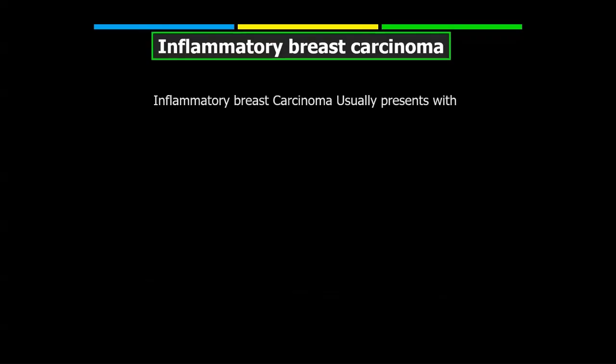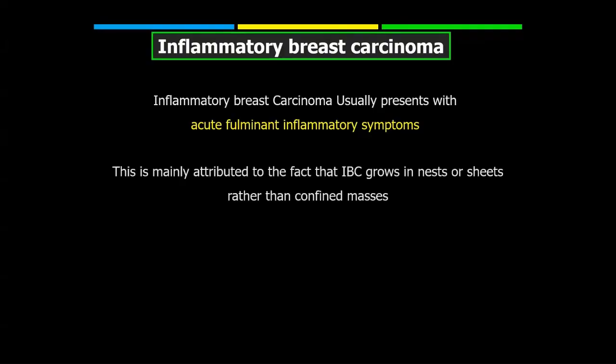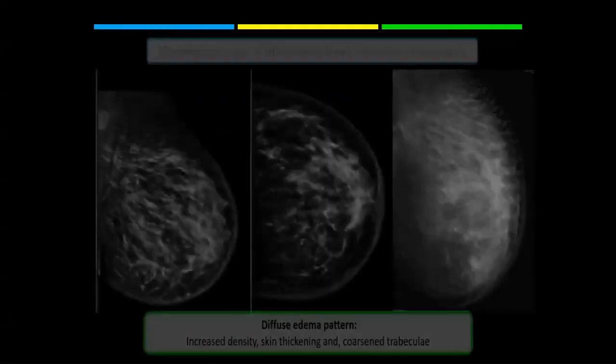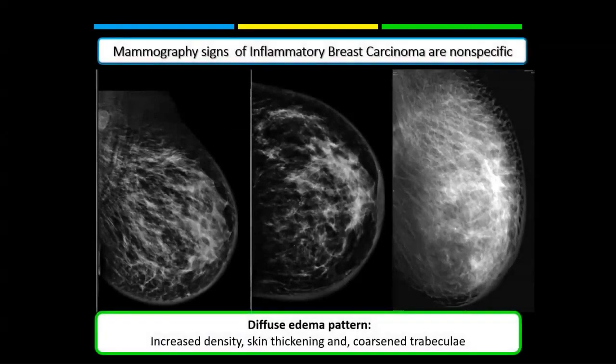Inflammatory breast carcinoma usually presents with acute fulminant inflammatory symptoms, and this is mainly attributed to the fact that inflammatory breast carcinoma grows in nests or sheets rather than confined masses. The cancer cells clog the lymphatic system just below the skin, giving a picture similar to mastitis. On a mammogram, we usually see a diffuse edema pattern with increased breast density, skin thickening, and coarsened trabeculae.